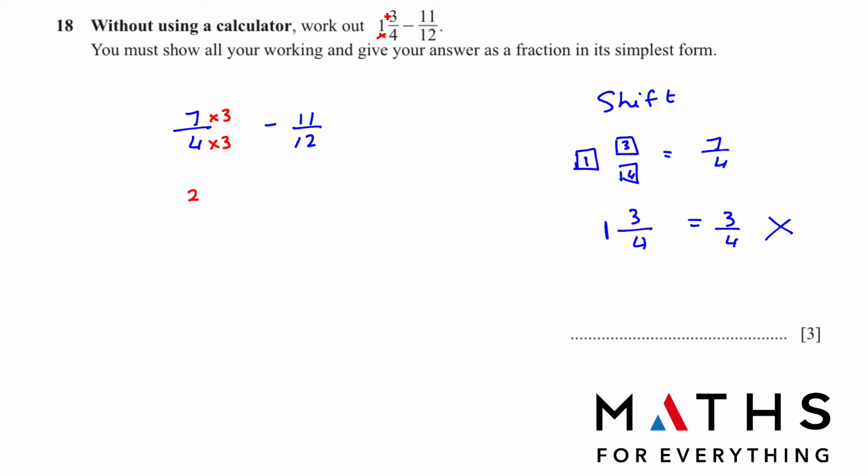You will get 21 over 12 minus 11 over 12. You can use the calculator. For the full 3 marks, don't put the whole thing in the calculator. Just the top, 21 minus 11, we will get 10 and the denominator is 12. Now put this in the calculator, 10 over 12, and you will get the answer 5 over 6.